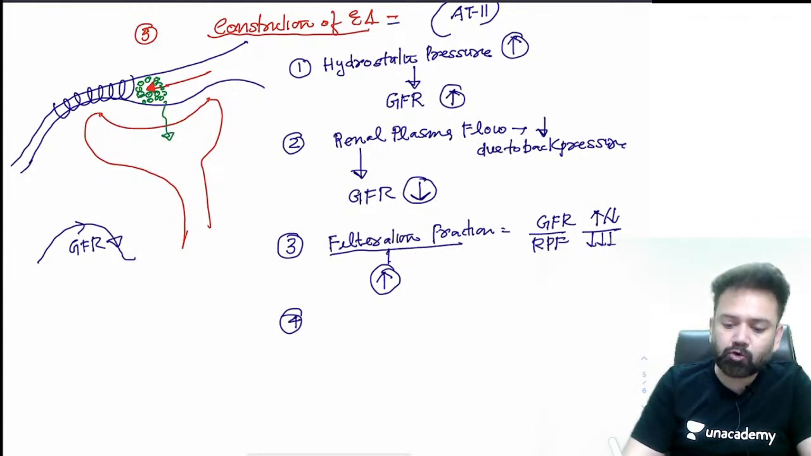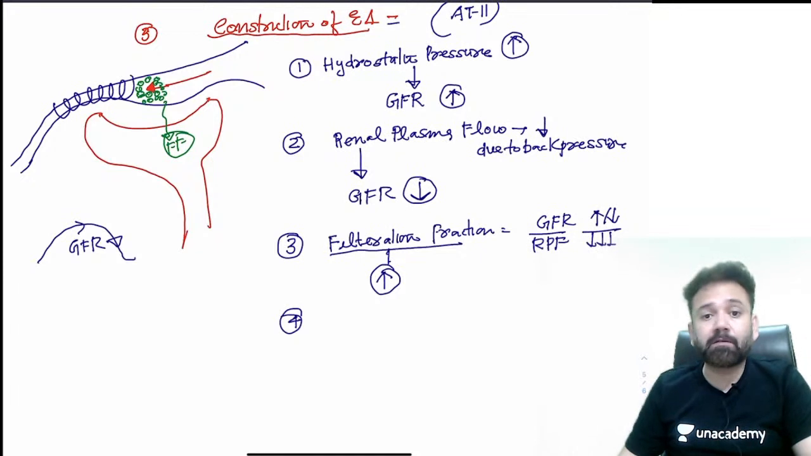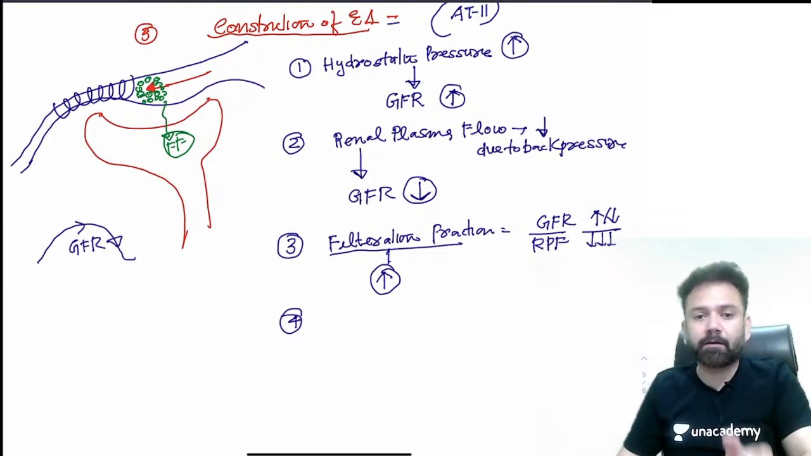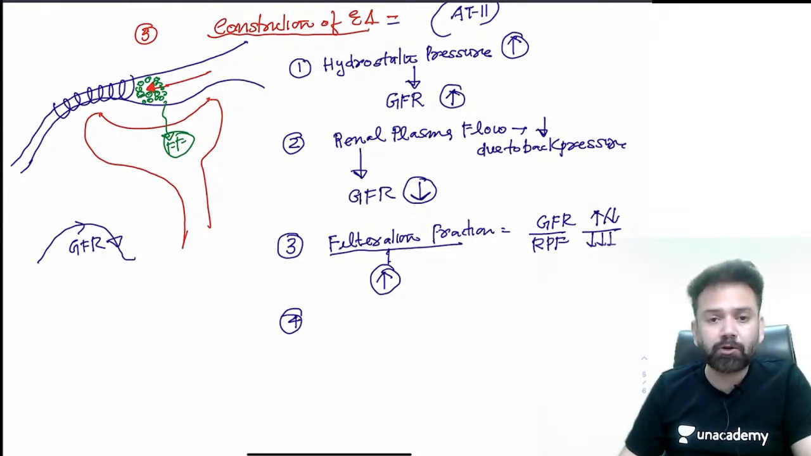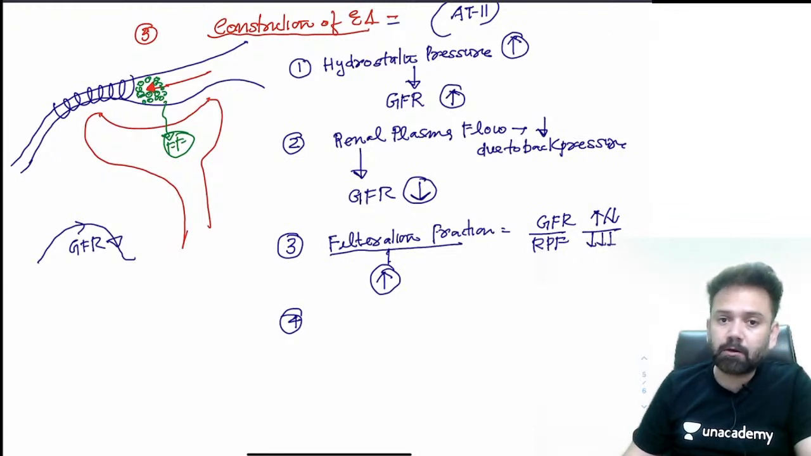Irrespective of how much the filtration fraction is, proteins are not filtered. Only plasma will be filtered, and proteins will be accumulated. They are repelled because of the negative charge of the basement membrane and also because of their size. So they will not be filtered, and they will be accumulated.